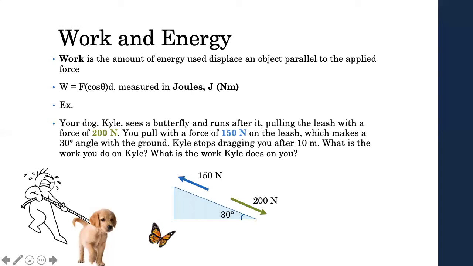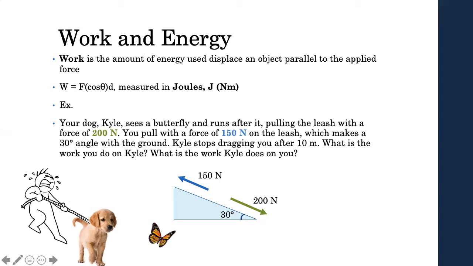So we can put that into an equation. We could say W, that's work, is equal to the force applied times cos of theta times d. Theta is the angle between the force applied and the direction of movement, and d is the amount of movement. And we give energy its own unit, the joule, and a joule is a newton meter.